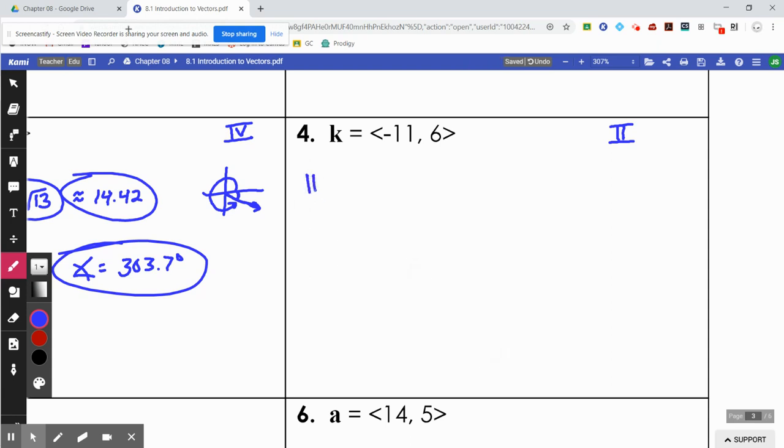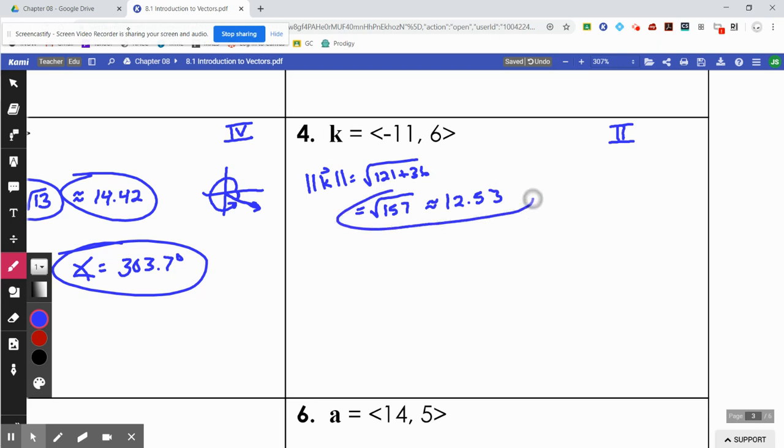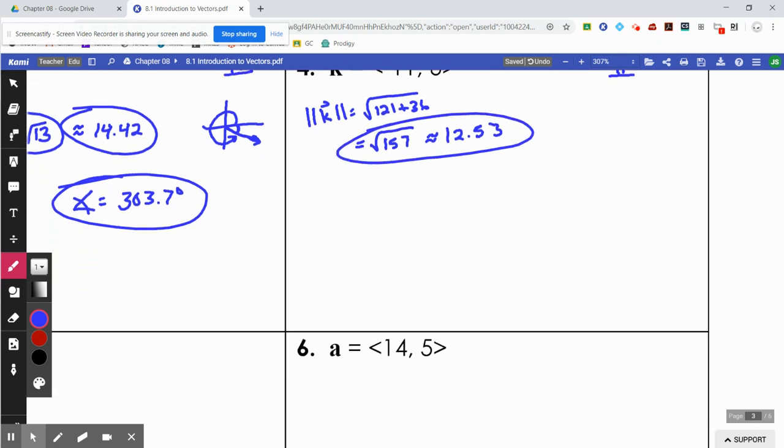Your actual magnitude is going to be the square root of a squared plus b squared. That's going to be the square root of 157, which is going to be about 12.53. So there's your two answers for magnitude, the exact and the approximate.